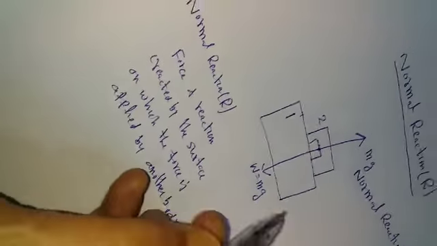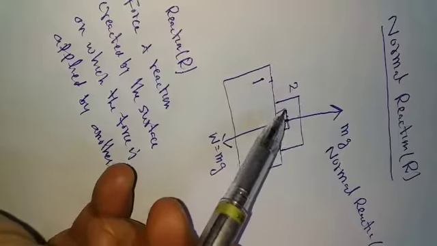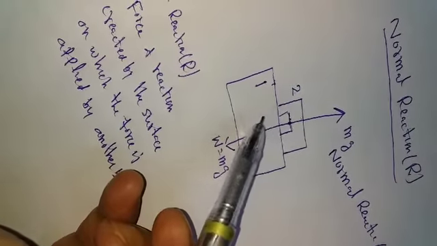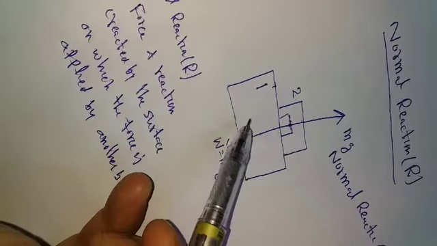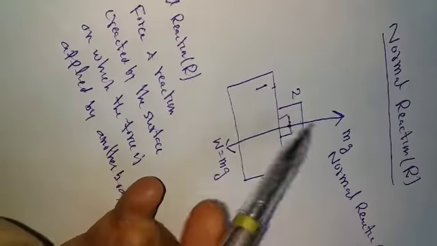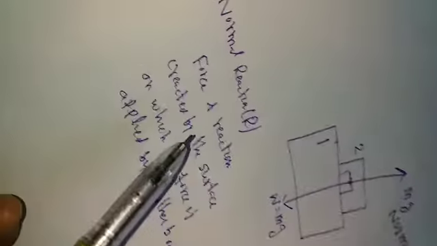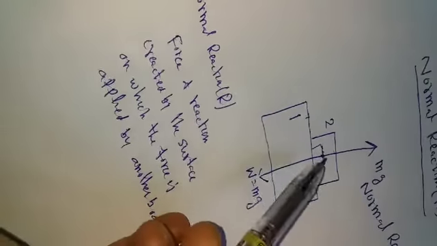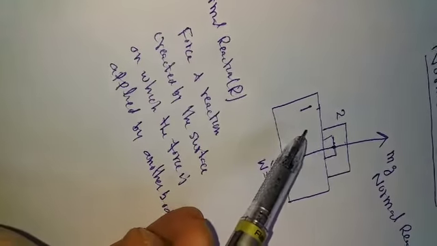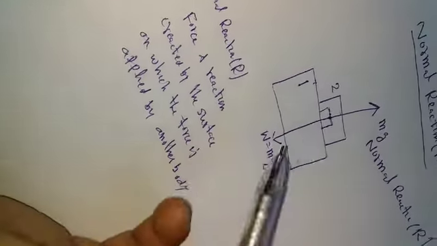Why is it called reaction? Because body 2 applies an action on it, meaning force. When body 2 applies the force on it, that is the action force, and as per Newton's third law, body 1 makes a reaction in the upward direction, but this is at 90 degrees. It's called normal reaction. That means the force of reaction created by surface 1 on which the force is applied by another body. This is called a normal reaction.